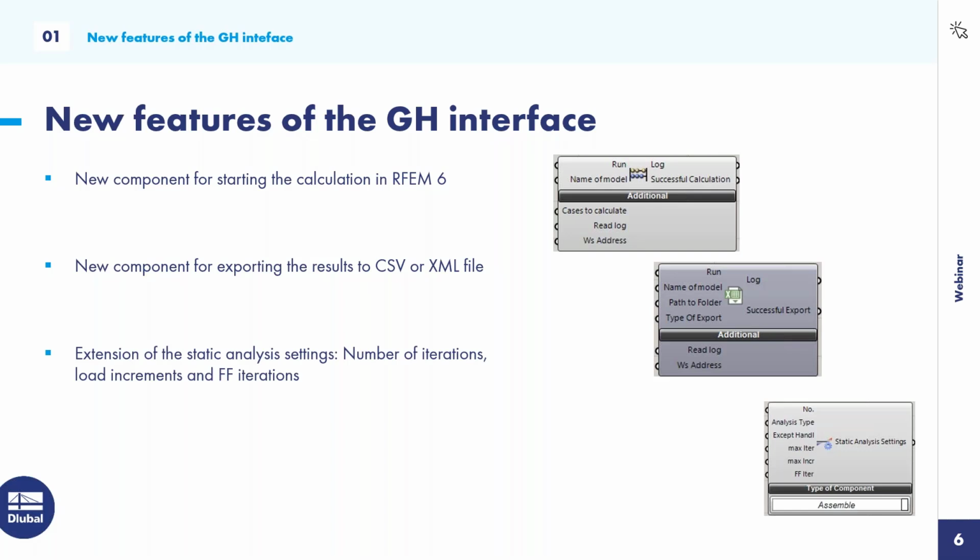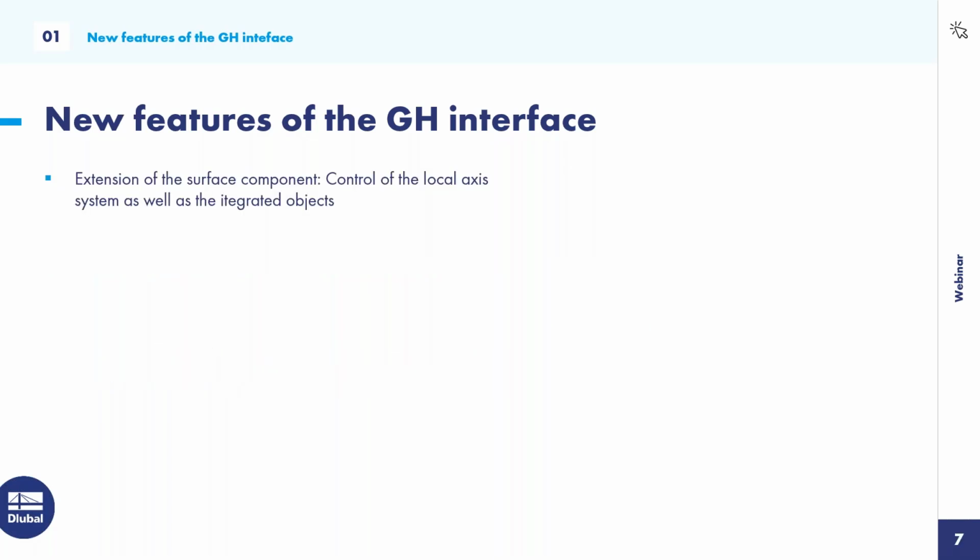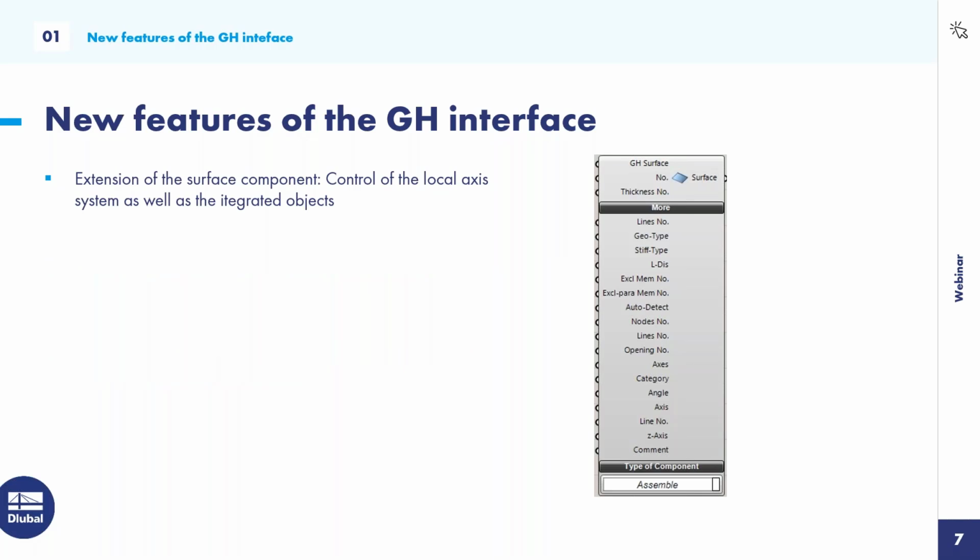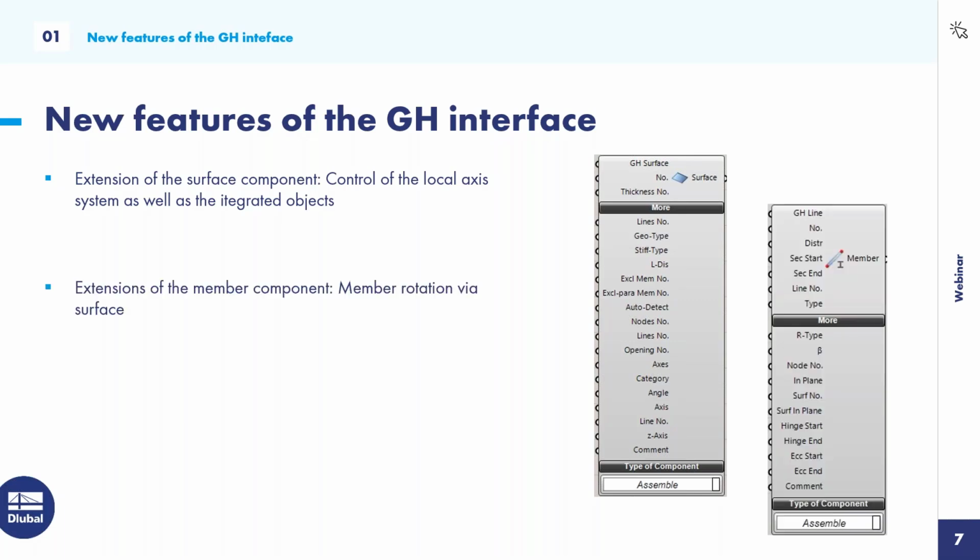And additionally, we extended the static analysis settings component with the number of iterations, the load increments, and the form finding iterations. Last two changes, we extended the surface component. You can now control the local axis system as well as the integrated objects via the new inputs here. And we also extended the member component with a simple function, the member rotation via surface. These are the latest developments, and that's already chapter 1.